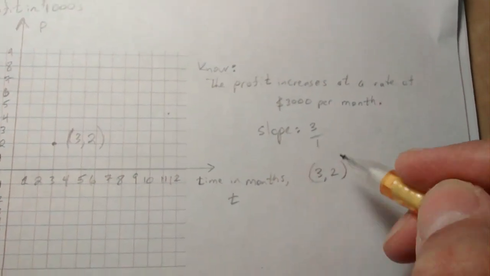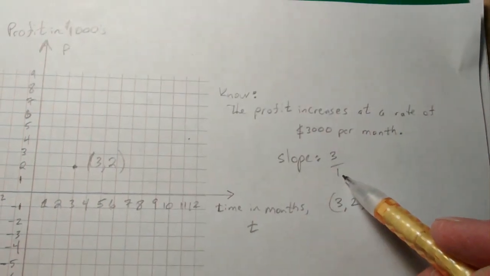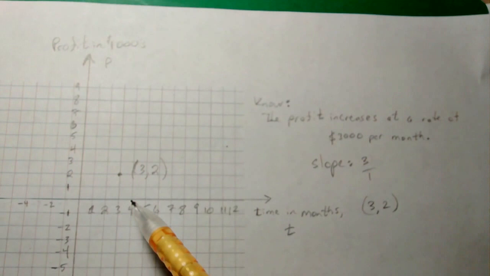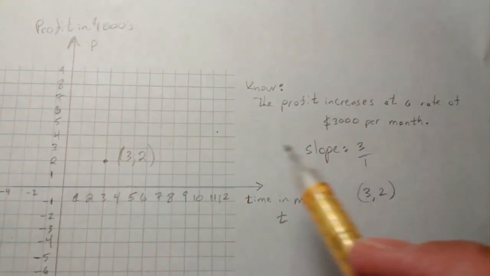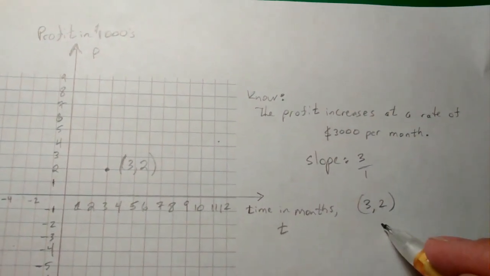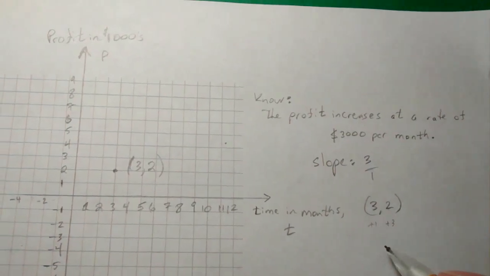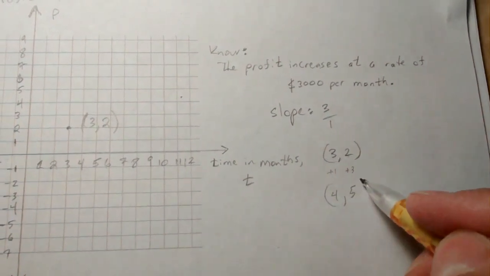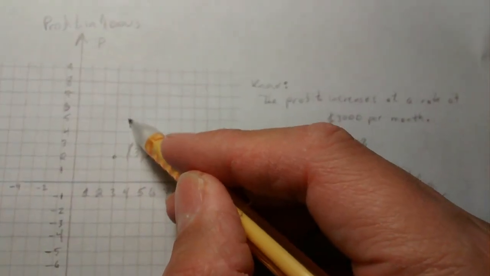Mathematically, this means that there's a change in output of 3 for every change in input of 1. There's an increase of profit of 3,000 for every month going this way. So if we start at the point (3, 2) and change the profit by 3,000 as we increase the time by 1, another point on our line is (4, 5). So here's (4, 5).